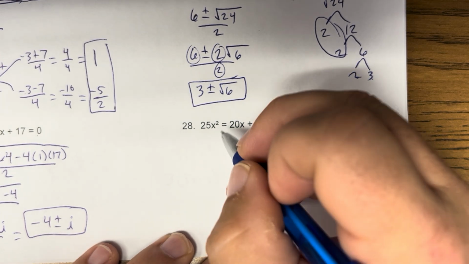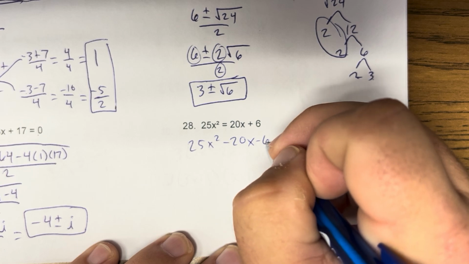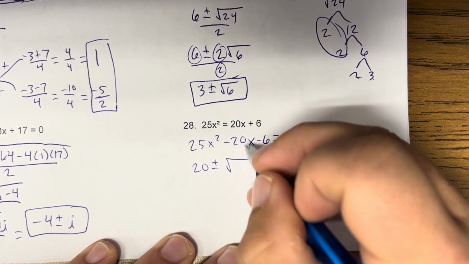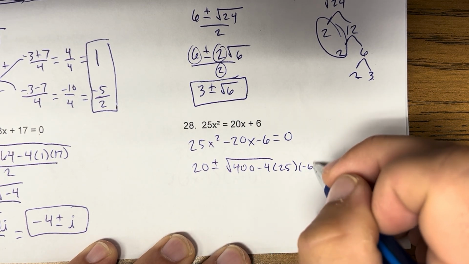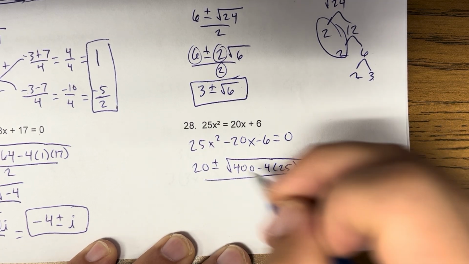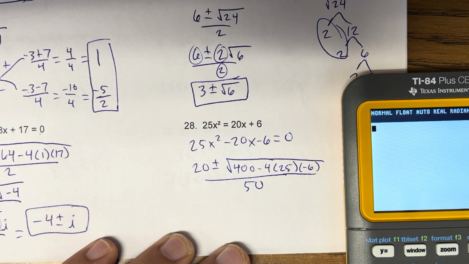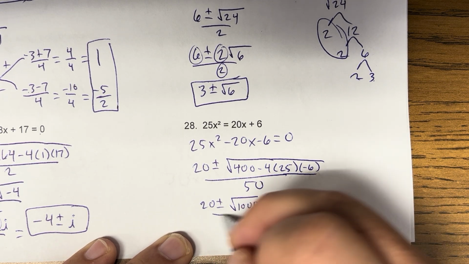And then last one, I'll move these 2 to this side. So 25x squared minus 20x minus 6 equals 0. And so that becomes 20, plus or minus the square root of 20 squared is 400, minus 4 times 25 times negative 6, all over 2 times a, which is 50. All right, and so I'm gonna plug in underneath again. So 400 minus 4 times 25 times negative 6 gets 1,000 over 50.